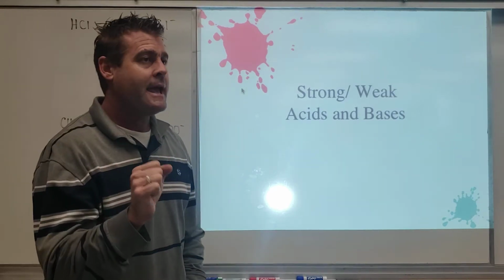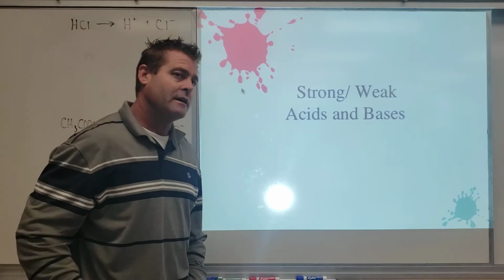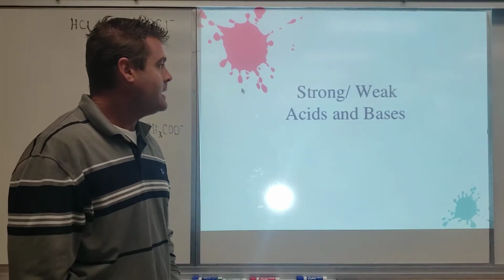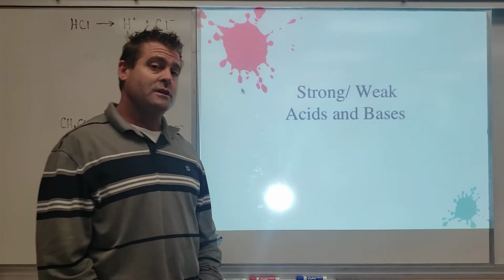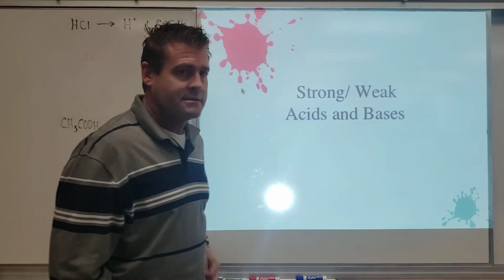Remember, we said quite simply that what makes acids is the presence of the H plus ion. You guys remember that? And what makes bases is the presence of the OH minus ion. Now we're going to clarify that a little bit more here today. There's a further distinction when it comes to acids and bases. We can have what are called strong and weak acids and bases.